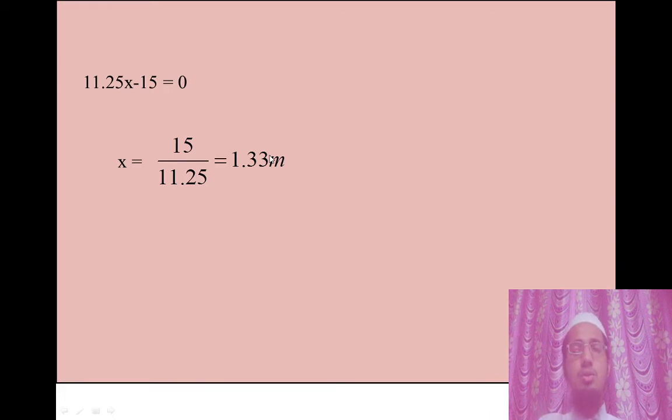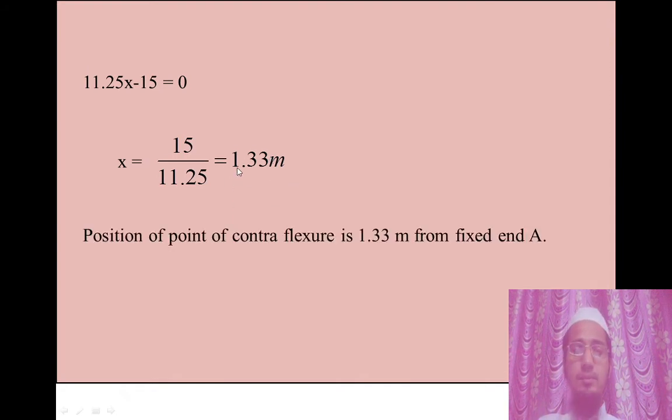Now understood? In the bending moment diagram you have seen the distance of point of contraflexure is 1.33 meter from fixed end. Understood how to find the distance now? Okay. Now position of point of contraflexure is 1.33 meter from fixed end A. Likewise you can mark the point of contraflexure.